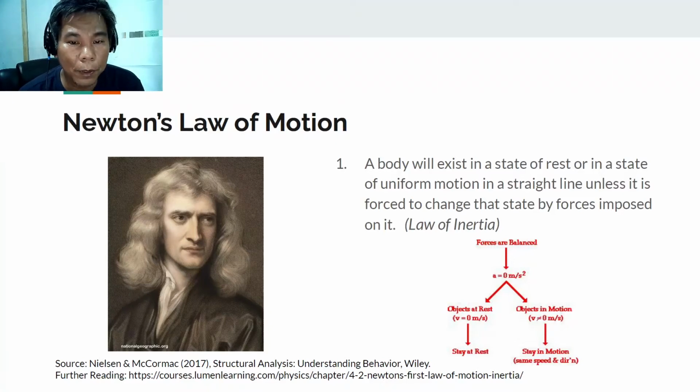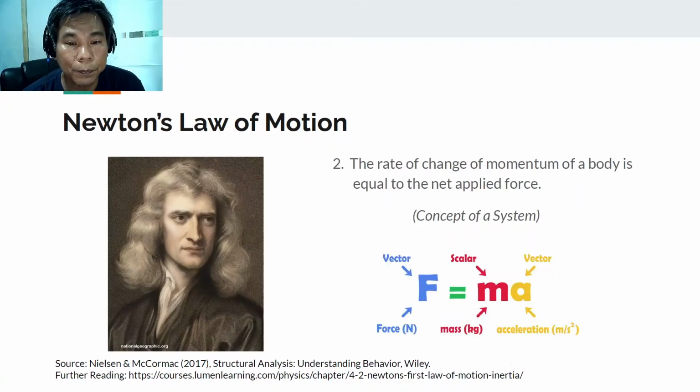If you remember, the first law of motion says a body will exist in a state of rest or in a state of uniform motion in a straight line unless there is a force to change that state imposed on it. This is the law of inertia. And we use this because if we sum up all the forces, it will be equal to zero. This is used for the equilibrium of forces.